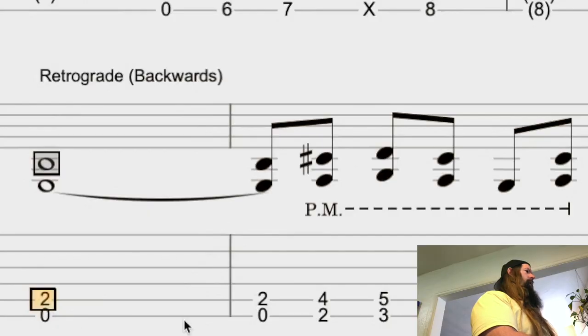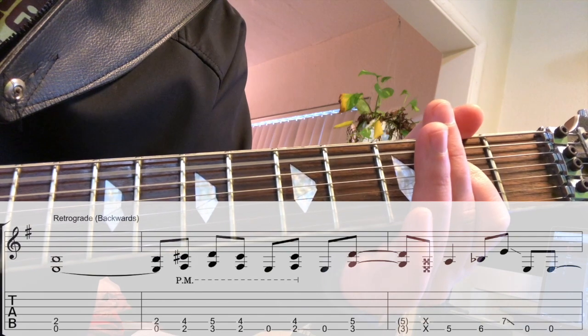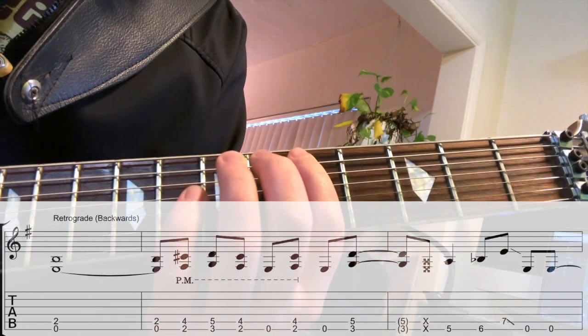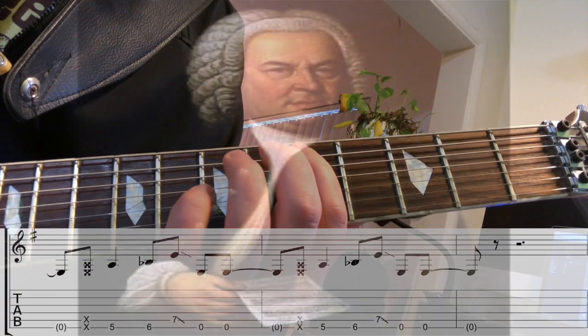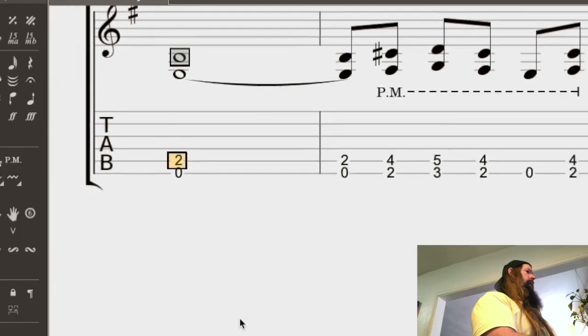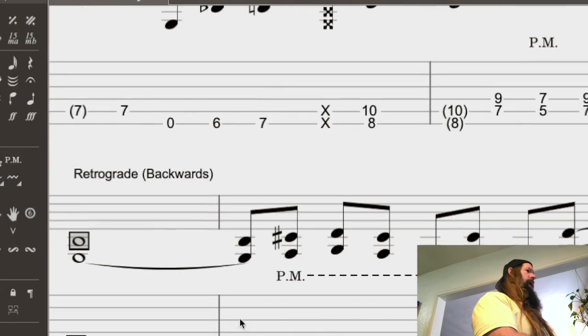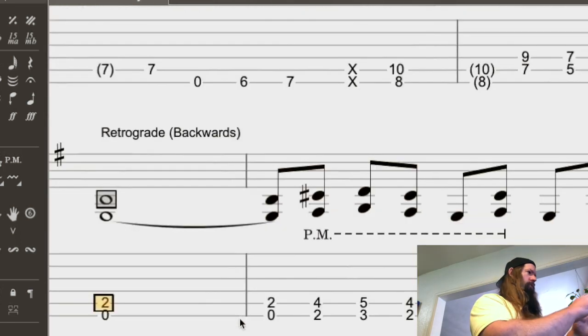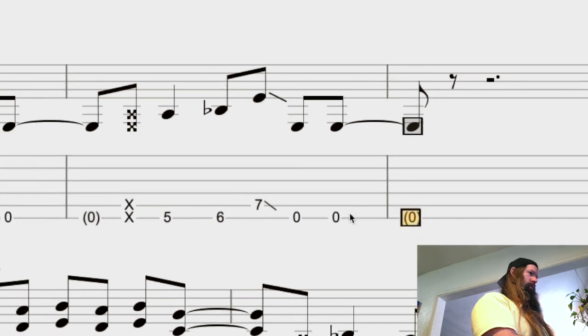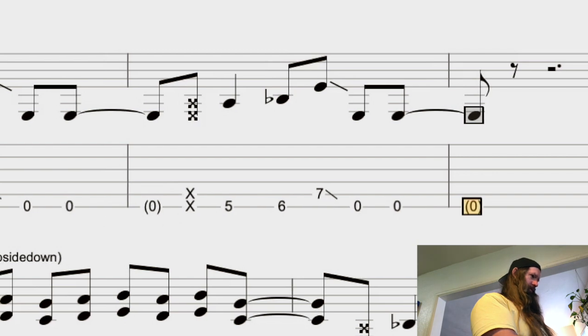Now, retrograde is playing the original riff backwards. This is very challenging if you don't write it out, because when you write it out, you can see all the rhythms in front of you. But if you look here, this is the end of the retrograde, and if you just look at it going backwards, it's just the main riff forwards. Tits, tits, tits, tits, Metallica.